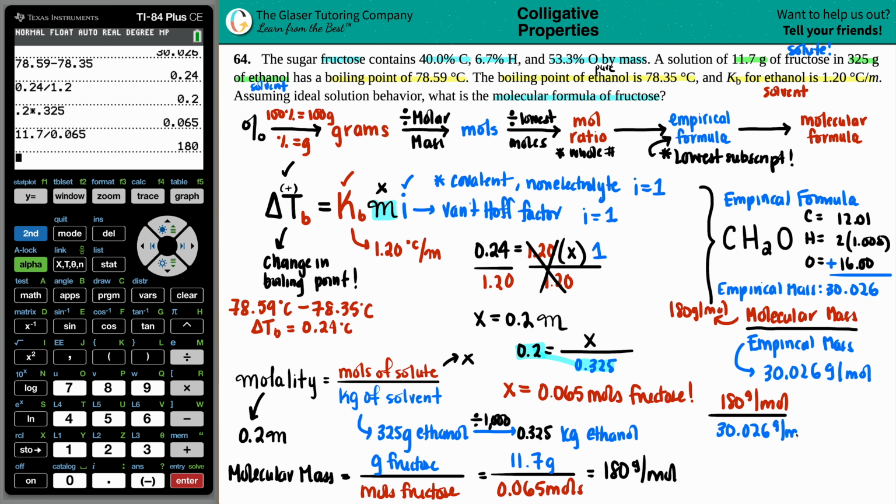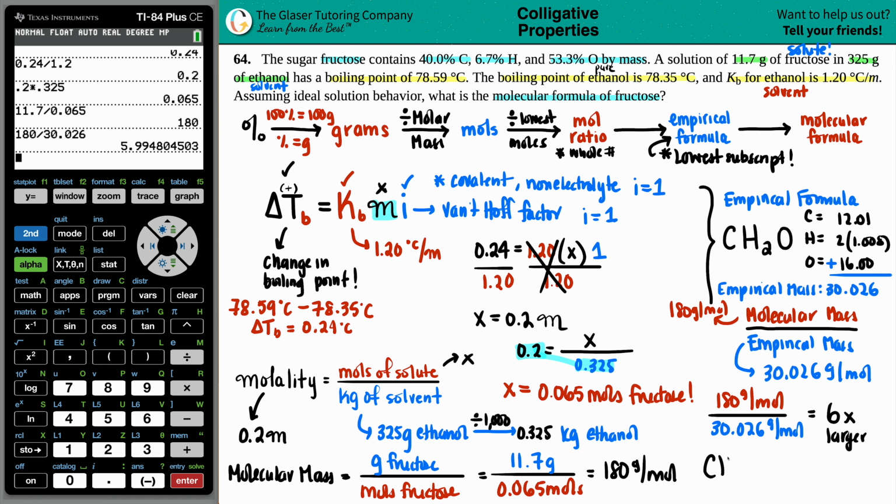30.026 grams per mole. Okay, so now let's do the math. Now, what is this really going to tell us? This is kind of like a ratio, once again. It's going to tell us how much larger our molecular formula is than our empirical formula. So, 180 divided by 30.026. Should be relatively a whole number. I mean, we got 5.99, so this is going to be 6. This means that my molecular formula is 6 times larger.